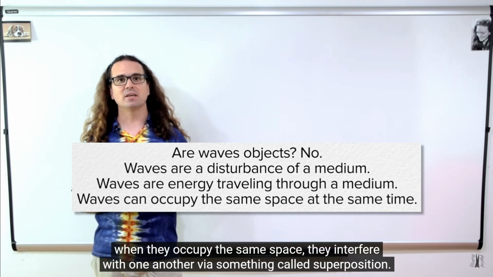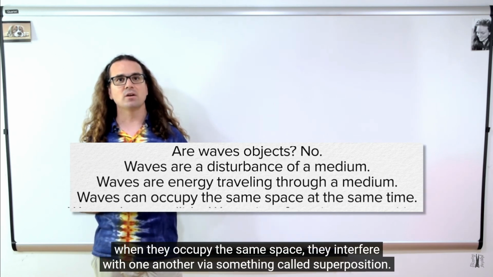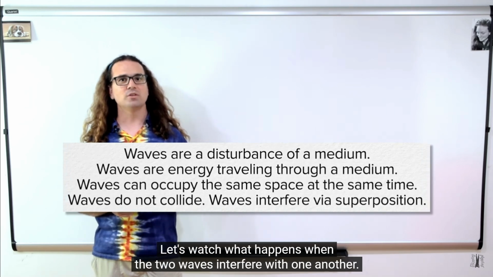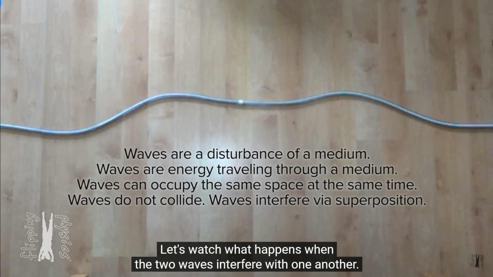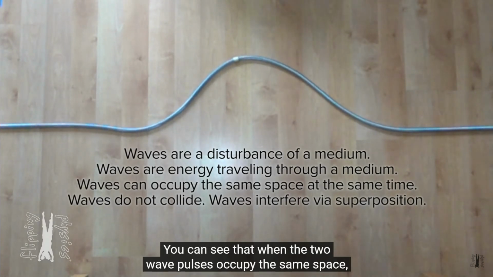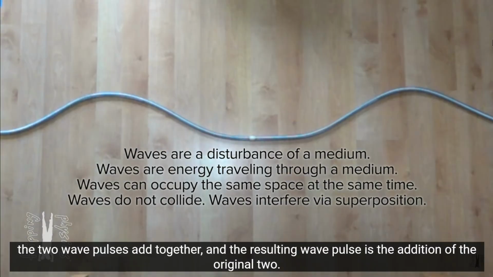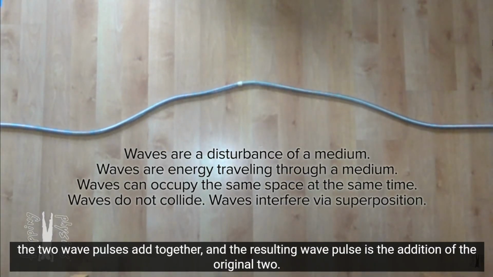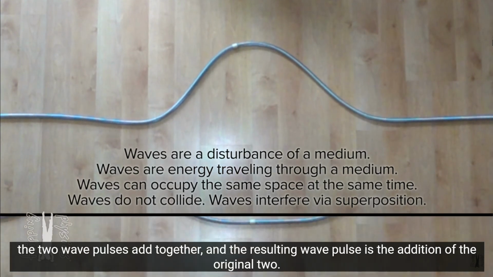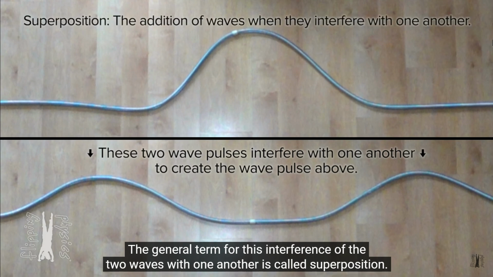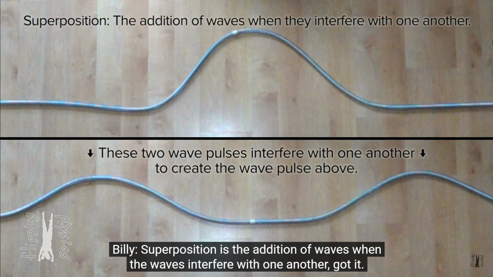Instead, when they occupy the same space, they interfere with one another via something called superposition. Let's watch what happens when the two waves interfere with one another. You can see that when the two wave pulses occupy the same space, the two wave pulses add together, and the resulting wave pulse is the addition of the original two. The general term for this interference of the two waves with one another is called superposition.